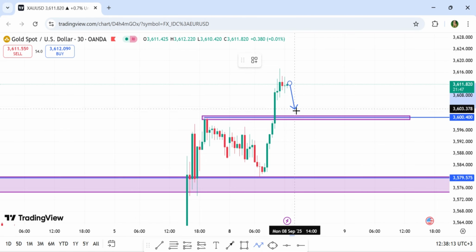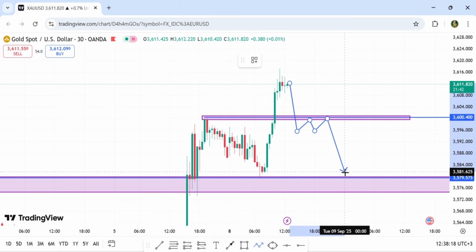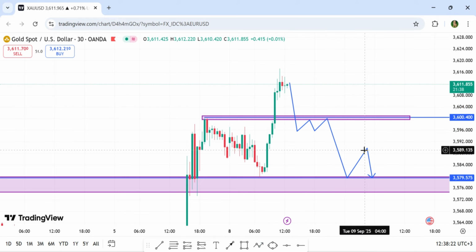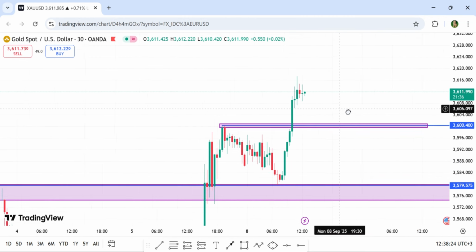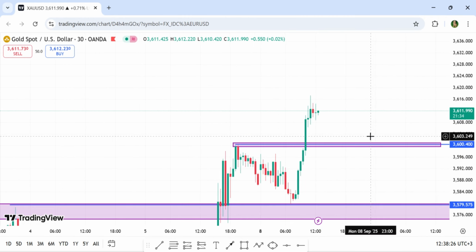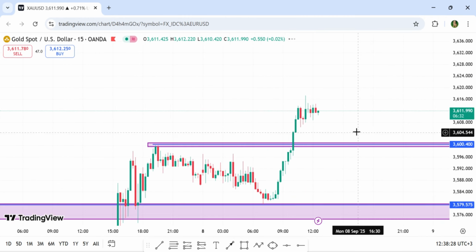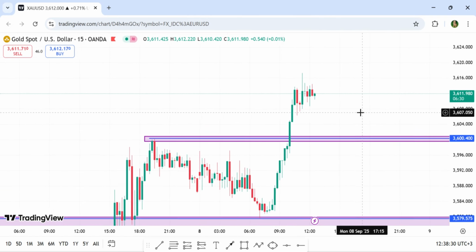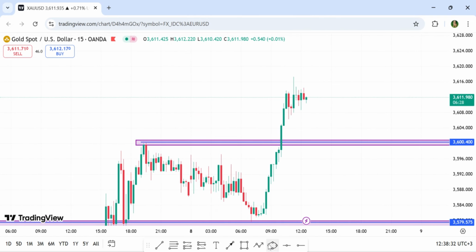Alternatively, we can have a drop and then a candle close below the zone, and that means we will have sales happening. So we have to be prepared for the two scenarios, but our most probable direction for gold is still a buy.